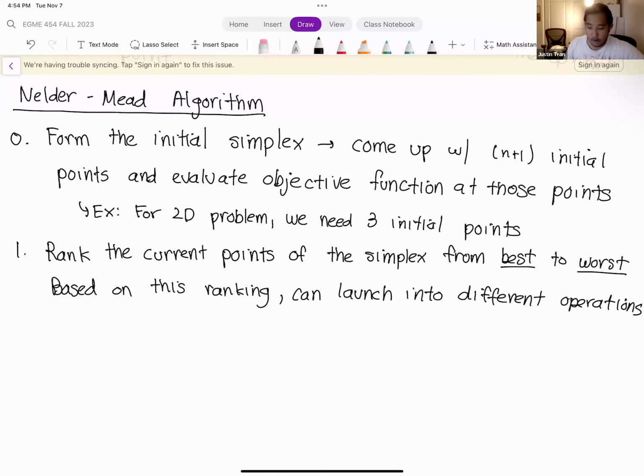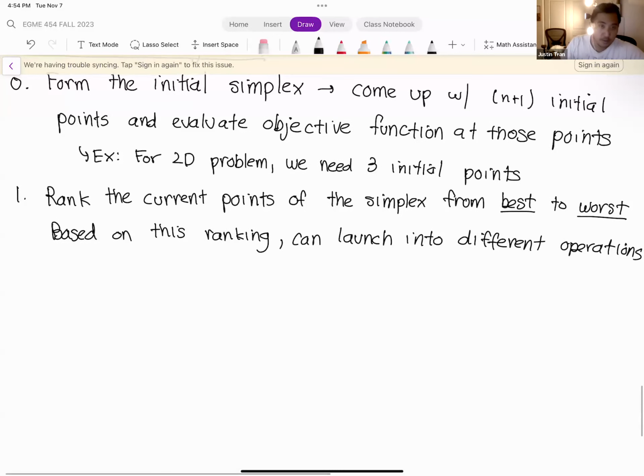Okay, so let's go over each of the operations. The first operation is known as reflection. Reflection is probably the most common operation that's going to be performed in Nelder-Mead out of all the operations that we're going to consider.